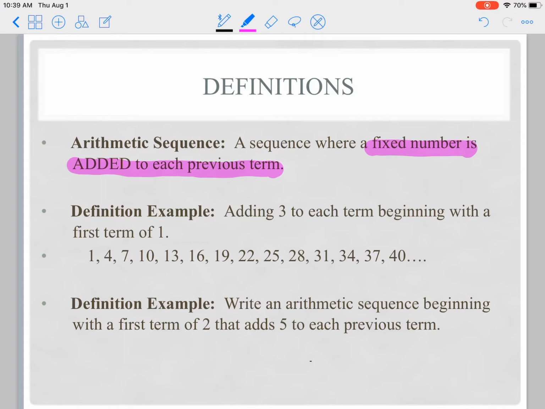To hopefully make that make a little more sense, if we have an arithmetic sequence and the first term, or the first number in the sequence, is 1, and we know that the common difference, or what's being done to that first term, is adding 3, then our sequence is going to look like this one here. We take 1 and we add 3 and we get 4. Take our 4 and we add 3 and get 7. We take our 7 and we add 3 and get 10, and so on and so on and so on.